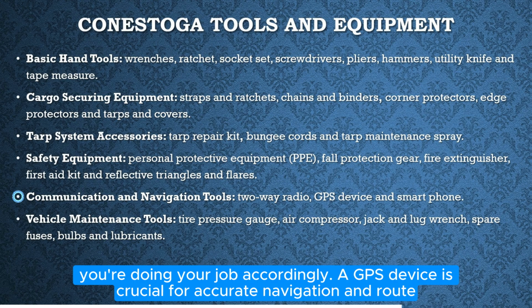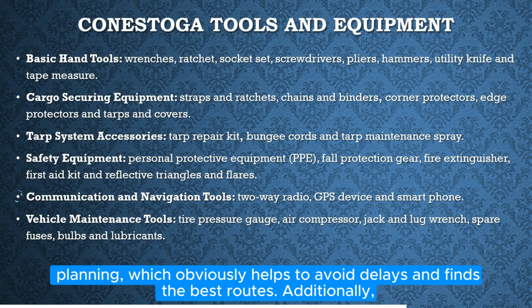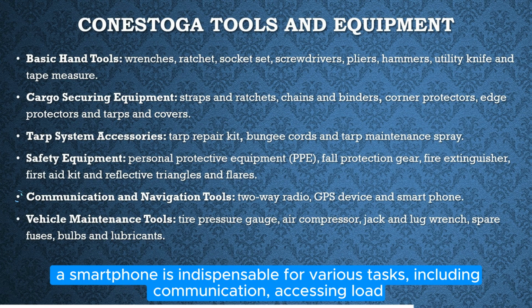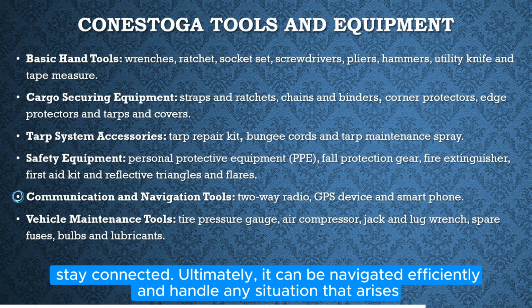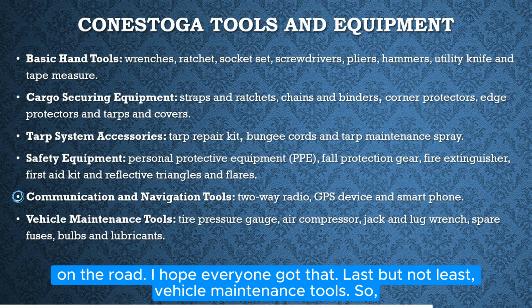A GPS device is crucial for accurate navigation and route planning, which obviously helps to avoid delays and finds the best routes. Additionally, a smartphone is indispensable for various tasks, including communication, accessing load details, and reaching emergency services. By having these tools at hand, a trucker can stay connected. Ultimately, they can navigate efficiently and handle any situation that arises on the road. I hope everyone got that.